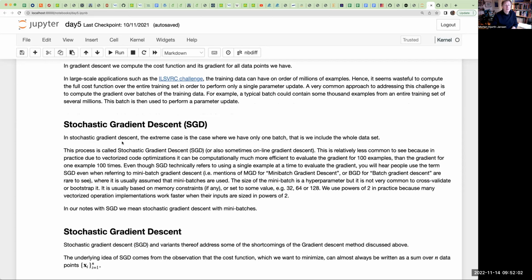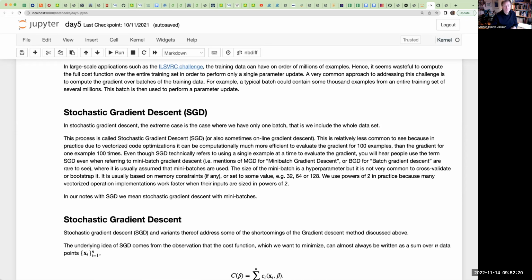So in stochastic gradient descent, the extreme case is the case where we have only one batch. That is, we include the whole data set. So this just brings us back to the standard gradient descent. This is relatively less common to see because in practice, due to vectorized code optimizations, it can be computationally much more efficient to evaluate the gradient for 100 examples than the gradient for one example 100 times.